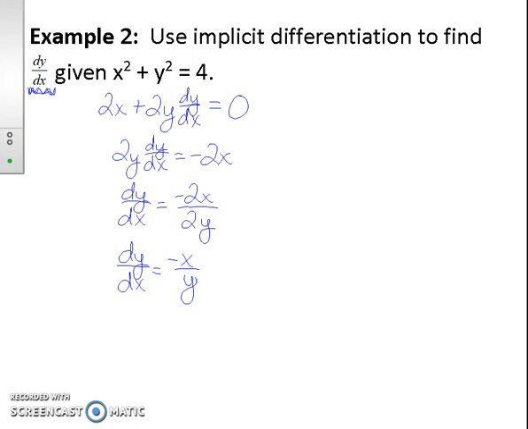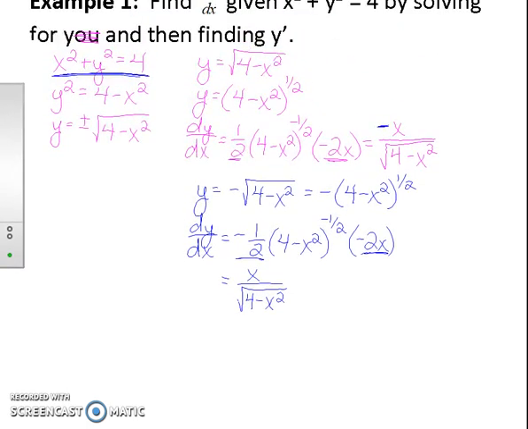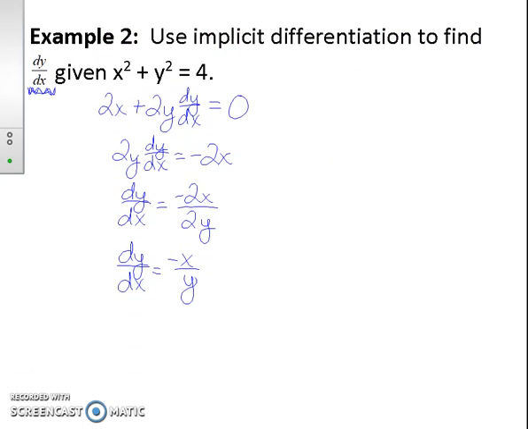Well, if we go back and look at example 1, our answers were negative x over the square root of 4 minus x squared and positive x over the square root of 4 minus x squared. Remember though, the square root of 4 minus x squared was y. So this really is negative x over y. And then the same thing down here: x over the square root of 4 minus x squared, well, the negative of it would be y. So the positive of it would be negative y. So even though we didn't realize it in example 1, we really did find negative x over y.